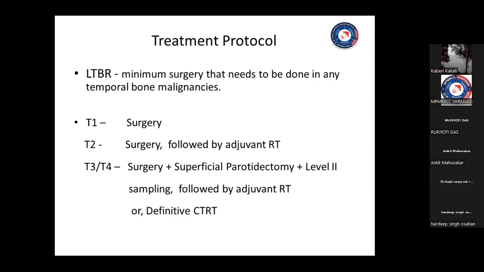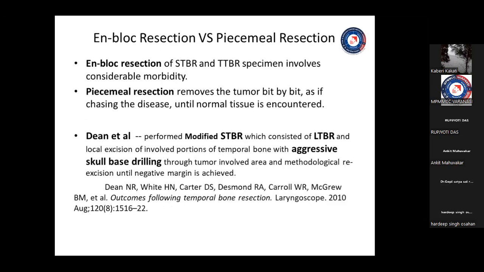In T3 and T4, superficial parotidectomy and level 2 sampling in case of clinically node negative disease is the protocol, followed by post-op radiation, or it can be a definitive CTRT in case the tumor is not resectable. So another debate is en bloc resection versus piecemeal resection. En bloc resection includes the complete resection of the tumor in totality as an en bloc, as in subtotal and total temporal bone resection, which involves considerable morbidity.